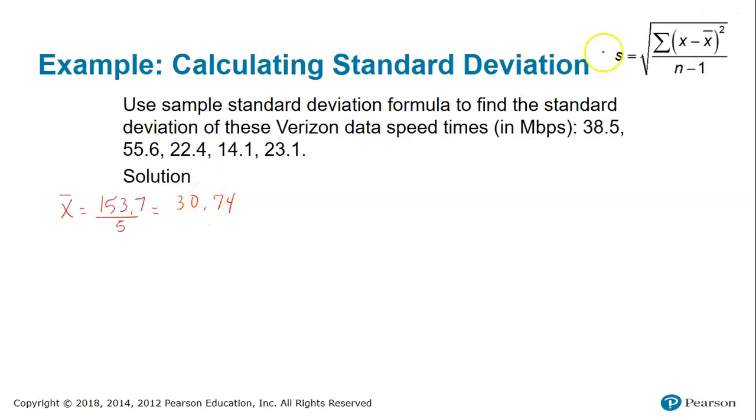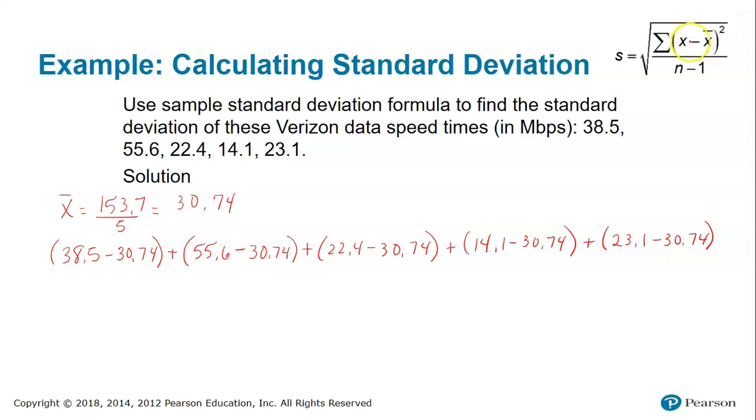So that's the mean. So according to this formula, what we've got to do is take each one of our data values and subtract the mean from it. And then we're going to add all of them up because that's what this summation means. It means add them all up. So we'll take each data value, subtract the mean, and then add them all up.